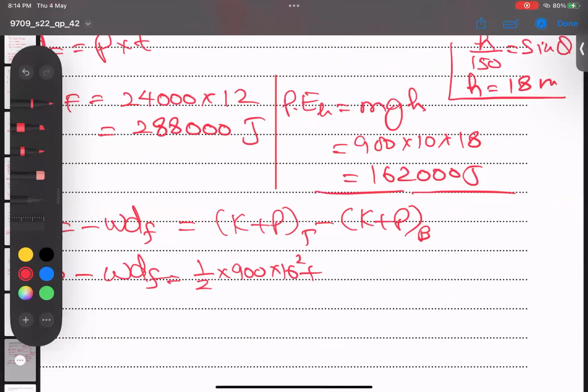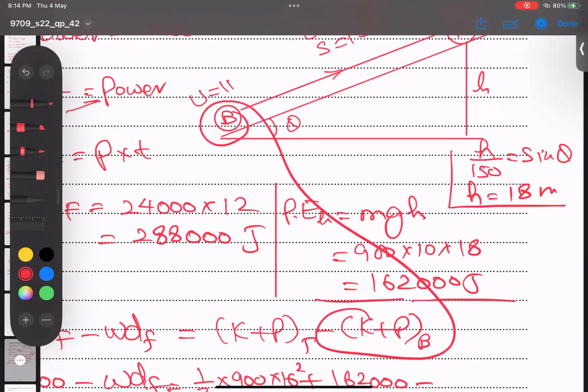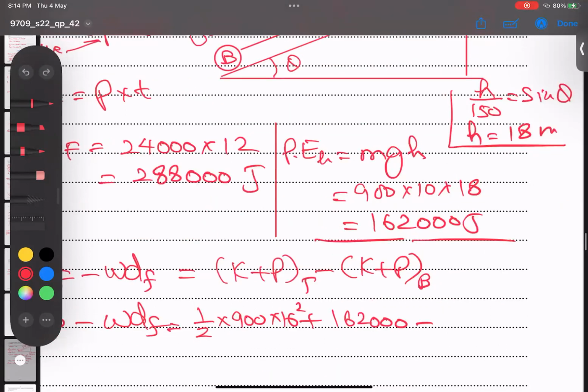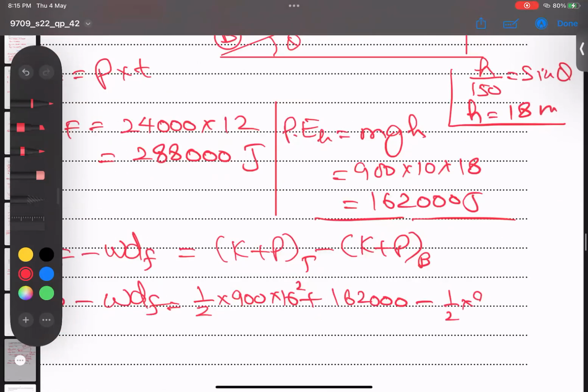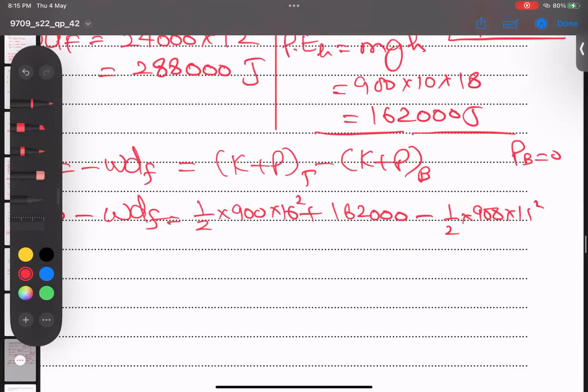Now I can apply potential energy at the height, at the top. So 162,000. But you know, students, what is the kinetic energy at the B point? We can find with speed 11: half mv squared, 900 times 11 squared. But what is the potential energy at the bottom? The height is zero. When height is zero, potential energy is gone. So potential energy at the bottom is zero. I hope you got the point.